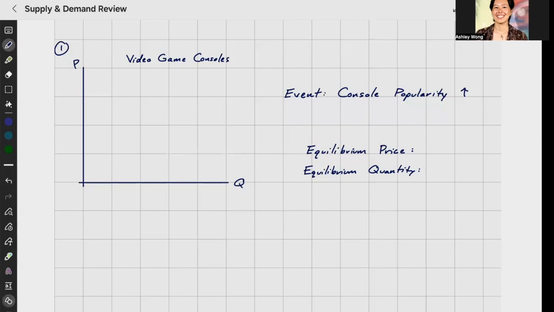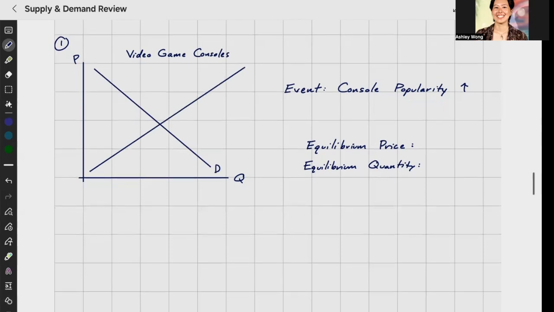So first, we always want to start out by drawing our original supply and demand curves and our original equilibrium. So we'll label our curves here. Remember, demand is always downward sloping. And this intersection of our supply and demand is giving us our equilibrium. So this is our original equilibrium quantity. And this is our original equilibrium price.